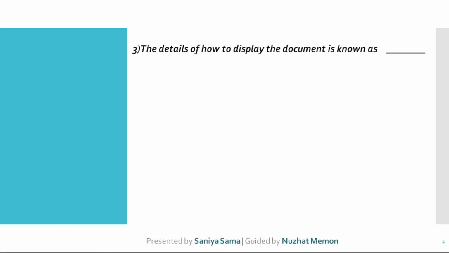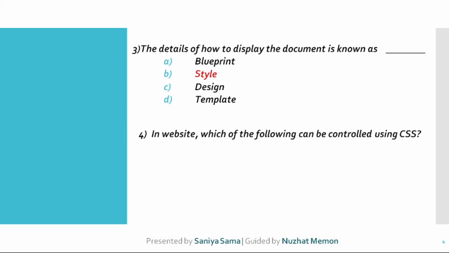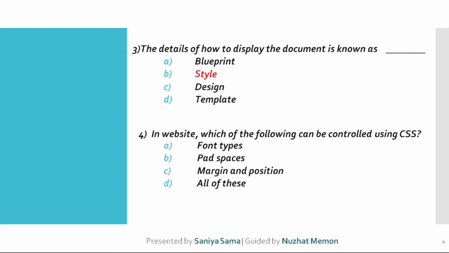Third, the details of how to display the document is known as dash. Option A, blueprint, option B, style, option C, design, option D, template. The answer is style. Fourth, in website which of the following can be controlled using CSS? Option A, font types, option B, page spaces, option C, margin and position, option D, all of this. The answer is all of this.